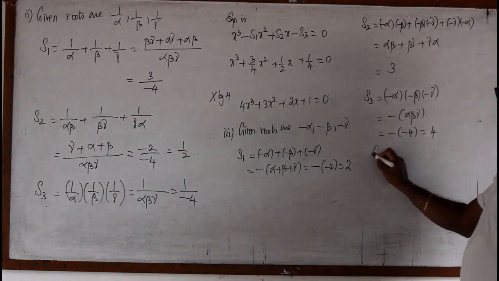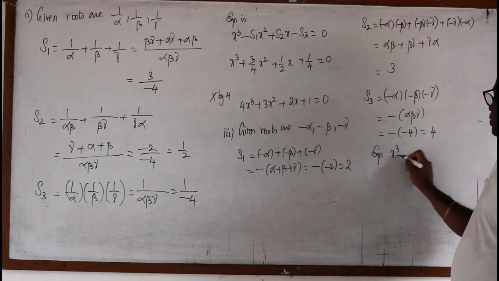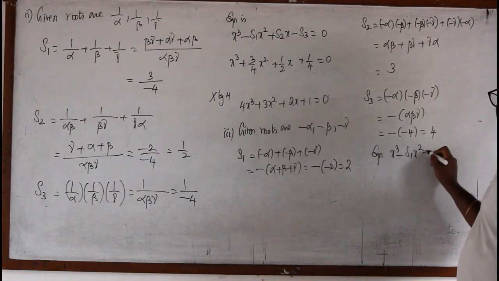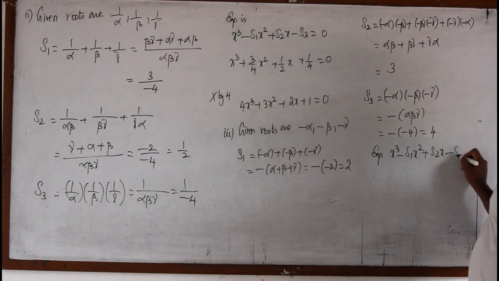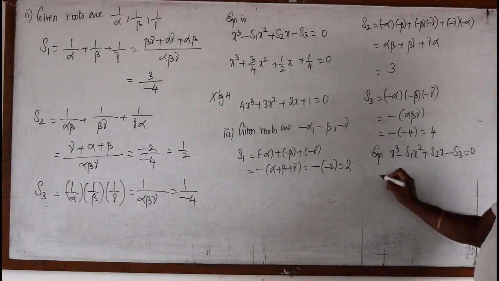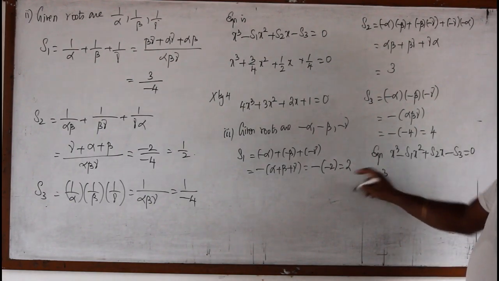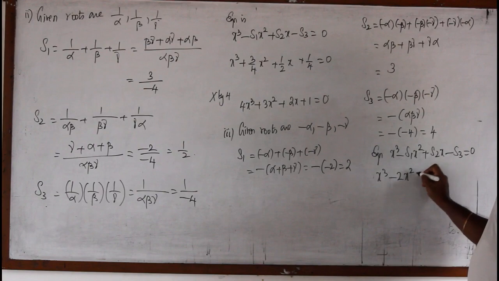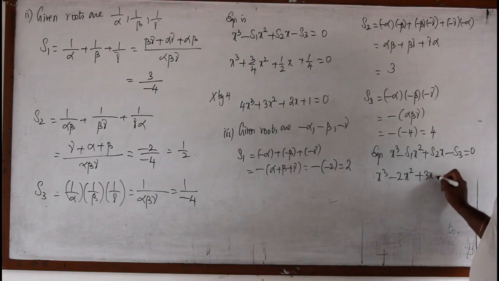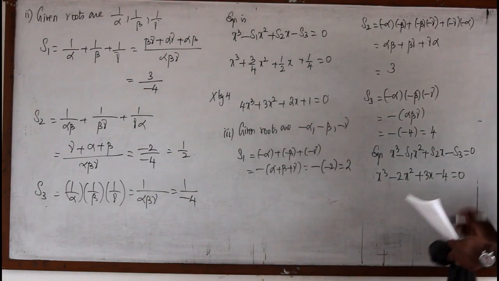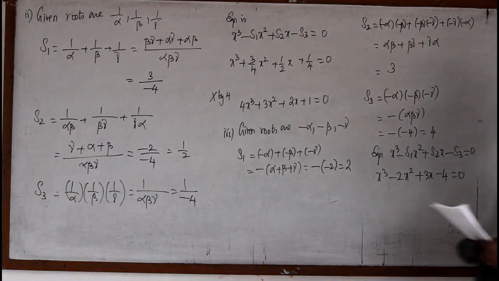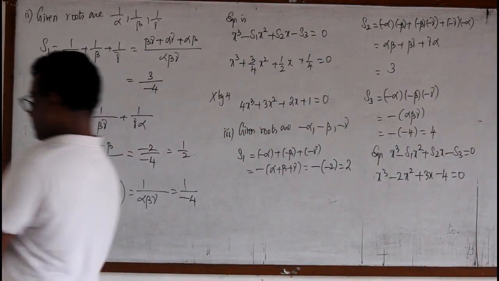Therefore, the equation is x cube minus S1 x square plus S2 x minus S3 equal to 0. It is x cube minus 2x square plus 3x minus 4 equal to 0. This is your problem number 3.